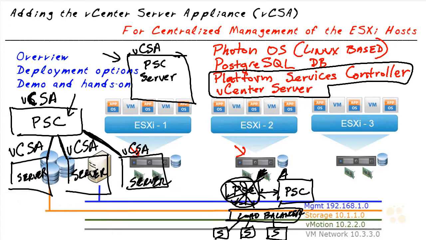So the simplest method of implementing the vCSA, the vCenter server appliance, in a small environment is simply to do it embedded, meaning that the Platform Services Controller and the vCenter server are embedded on the same vCenter server appliance. And that's what we're going to do in the lab.